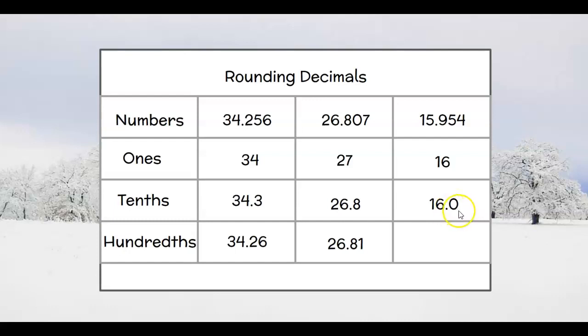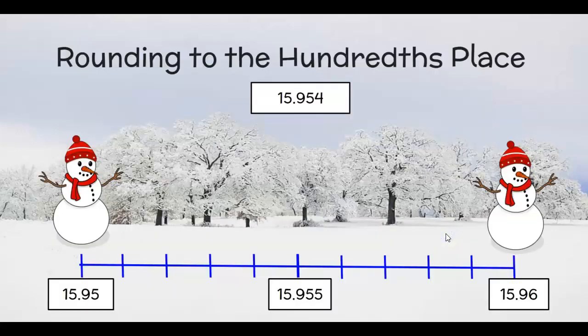Now I put a 0 at the end. You don't have to, but I wanted to make sure that I remembered that I did round to the tenths place, and so I have it marked on here. Now we're going to do hundredths. Let's look at our hundredths. We have a 5 in there, so it's going to be 15 and 95 hundredths versus 15 and 96 hundredths. I already put the middle one in there. We have our 955, so maybe make this 950 and make this one 960 so we could see. Yep, that's how I got it.